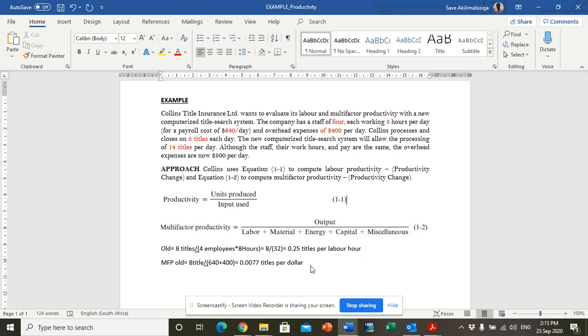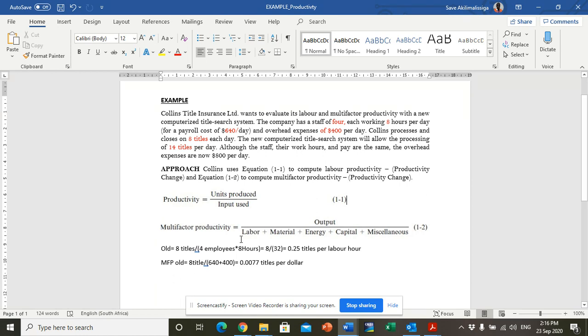Greetings guys. We have already calculated single factor productivity for the old system, and we also calculated multi-factor productivity for the old system. Currently I'm going to show you how to calculate productivity change, right? But in order for me to calculate productivity change, we have to calculate labor productivity and multi-factor productivity for the new system, so that we can compare the two and then decide on which system is better than the other.